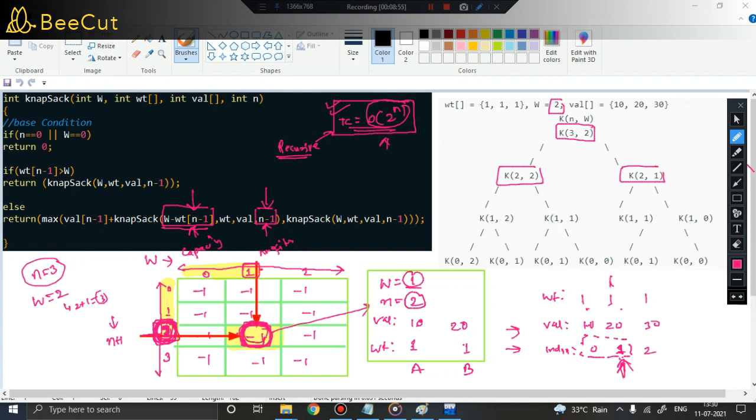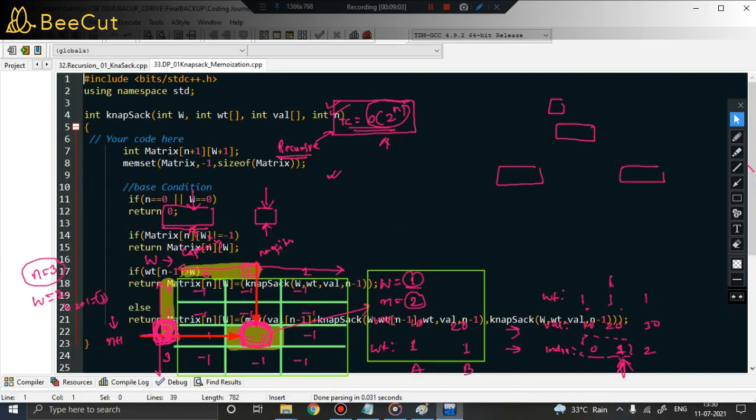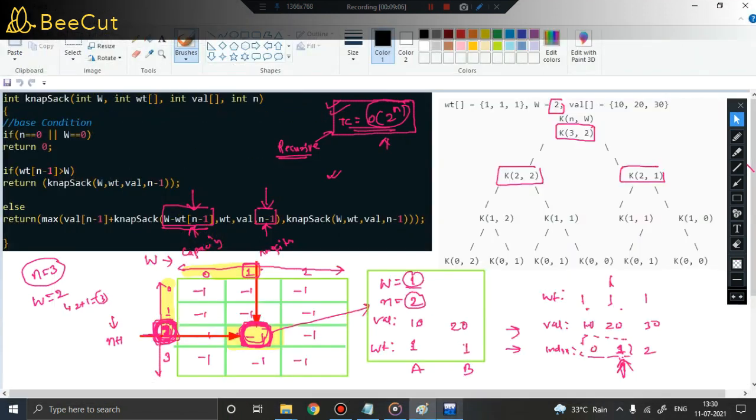I hope you are understanding how this memoization is actually working. Now, how do we use memoization? Before we use memoization, let me just run the code. Alright, so it looks quite shabby. Anyway, I hope you understood what I'm actually going to do.